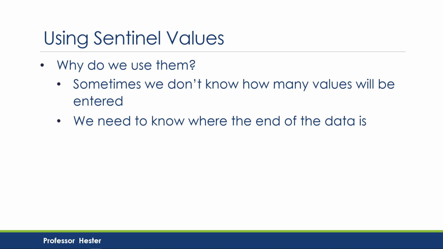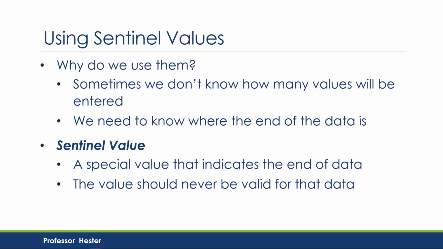Sometimes when we ask a user for input, we don't know how many values will be entered. We need to know where the end of the data is, so we will create a Sentinel value. A Sentinel value is a special value that signifies the end of the data. Its value should not be a value that is valid for the data. Let's see some examples.